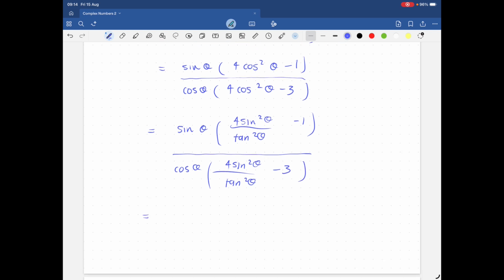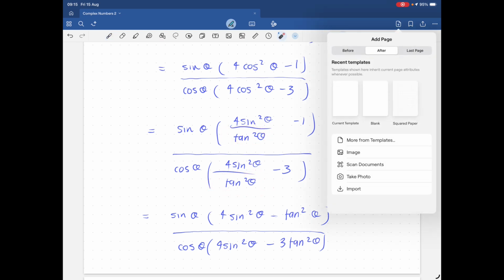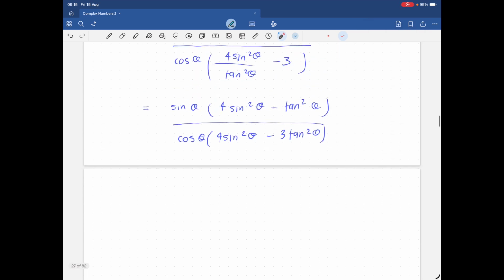And then we can just do some cleaning up. This is going to be sine of theta outside of 4 sine squared theta minus tan squared theta, all over cos theta, 4 sine squared theta minus 3 tan squared theta. And the denominators of tan squared of theta, this one and this one, both will cancel because we can cancel denominators that are both common on the top and the bottom of a fraction.